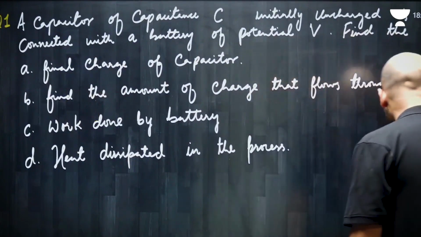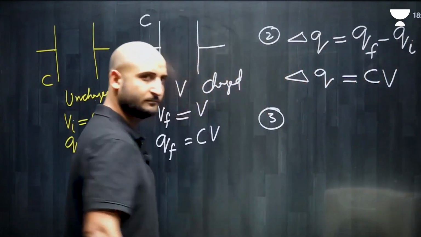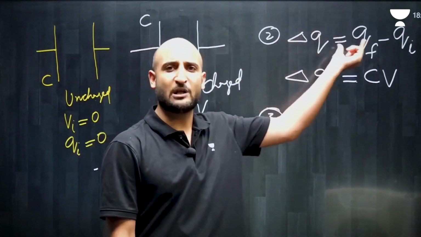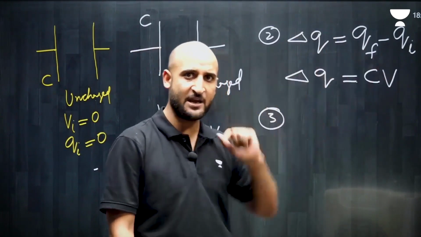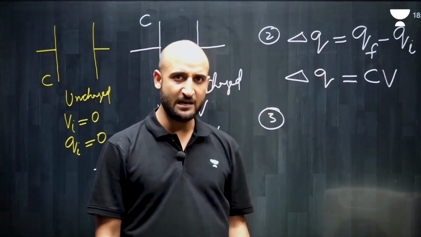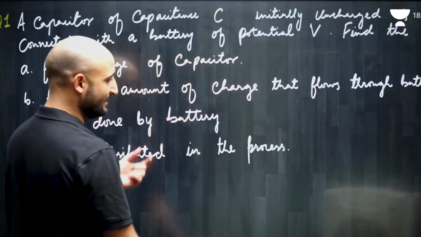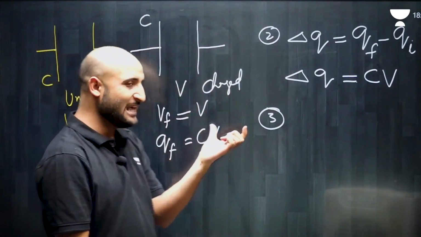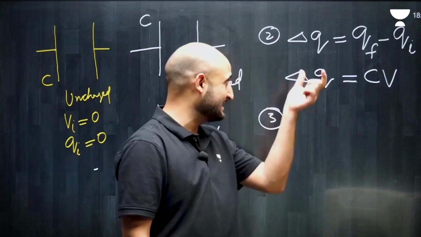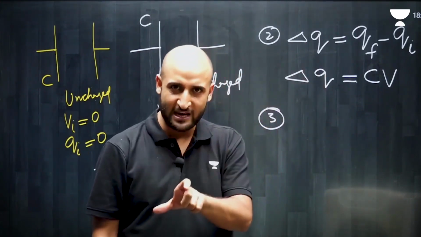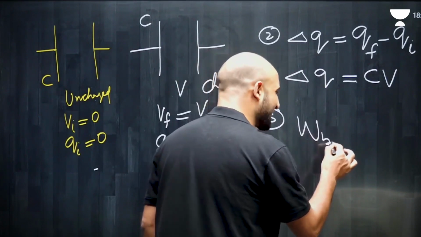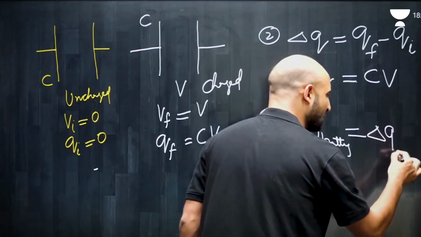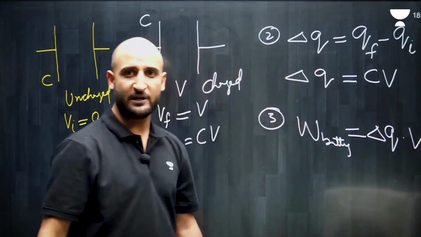Part number 3. What is the work done by the battery? Now you see, the amount of charge that flows through the battery is delta Q, that is CV. What's the potential of the battery? That's V, because that is the V which is given to the capacitor. So if the amount of charge that flows through the battery is delta Q and the potential of the battery is V, then the work done by the battery, I call W battery, is equal to the amount of charge that flows through the battery into the potential difference of the battery, that's V.